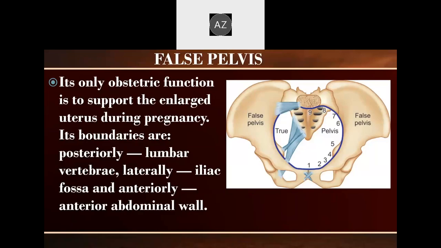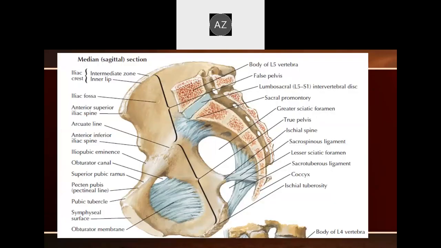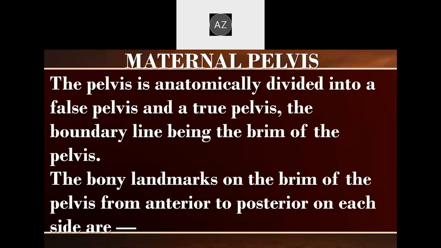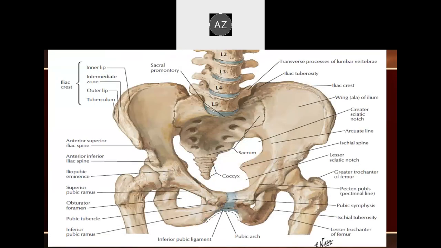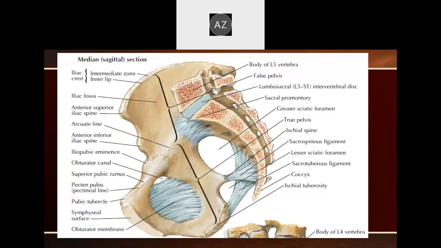So you look at this, and then the area above this brim, this is the pelvic brim, is called the false pelvis. So the true pelvis now is below. It's shallow in front. So in front here, when you look at this line, it's just 4 centimeters. From here to here is 4 centimeters. And then posteriorly, from the sacrum to the tip of the coccyx is 11.5 centimeters. That's very, very important and crucial for us.